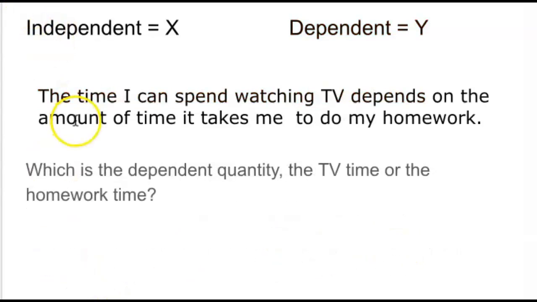Okay, so in the next scenario, it's the time I spend watching TV depends on the amount of time it takes me to do my homework. Okay, so which is the dependent quantity? The TV time or the homework time? Go ahead and answer that for me, please.